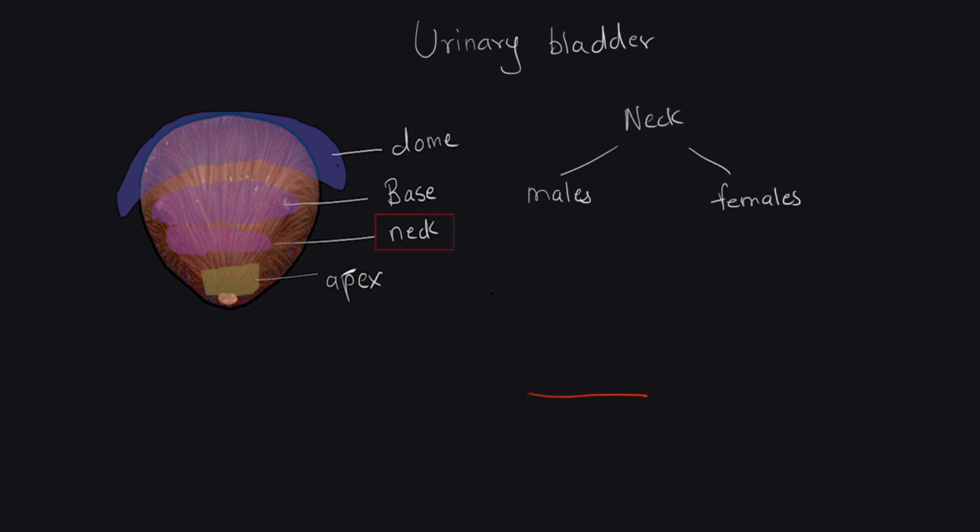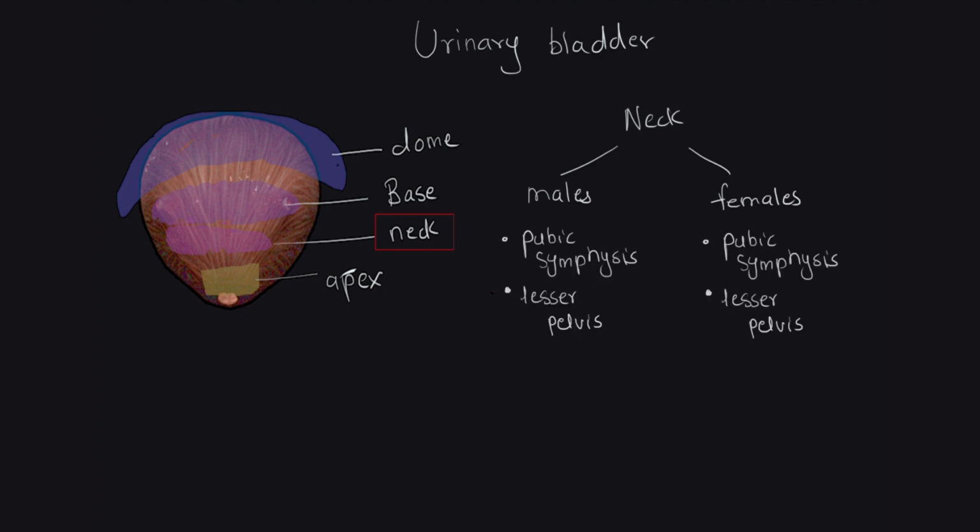Then we have the neck. The neck of the structure is also different in the case of males and females. However, as compared to the base, there are more similarities when it comes to the neck as opposed to differences. So the first thing that we can notice is that the pubic symphysis and the lesser pelvis are common in females and males. We know that the pubic symphysis is basically the small pubic bone, and the lesser pelvis. What is the lesser pelvis? We know that the two pelvic bones are like butterflies. They lie adjacent to each other, and in between them there is a space. So this space is known as the lesser pelvis.